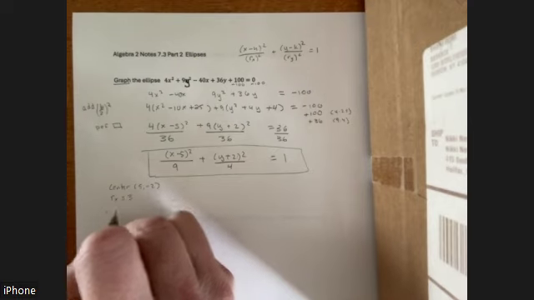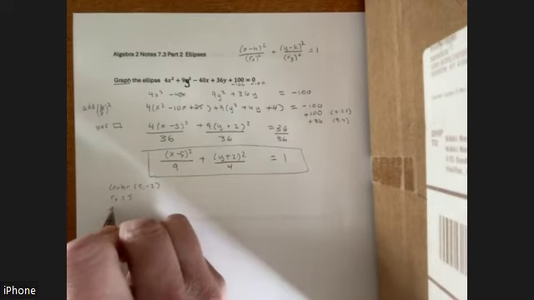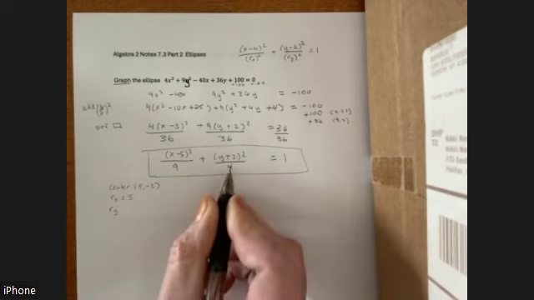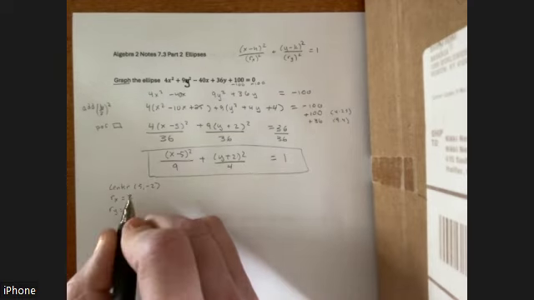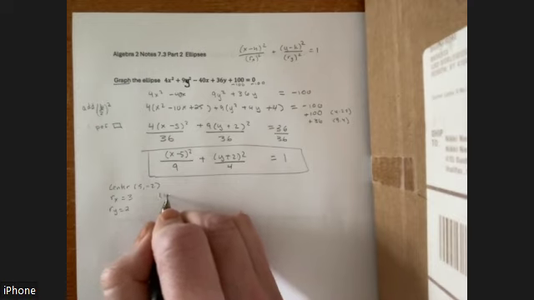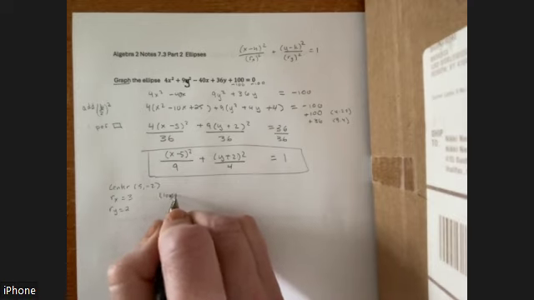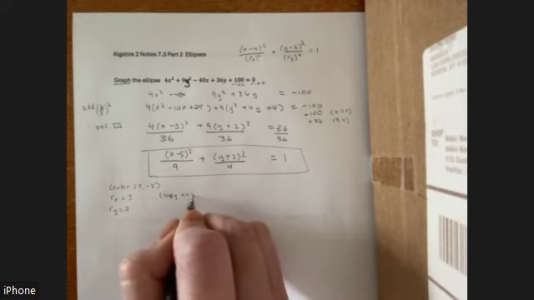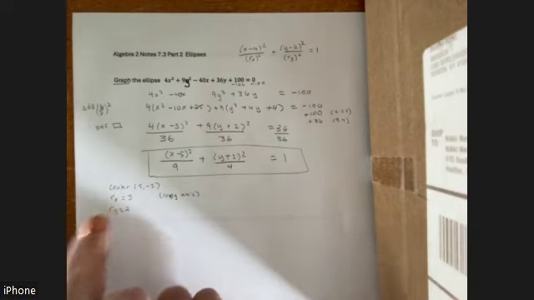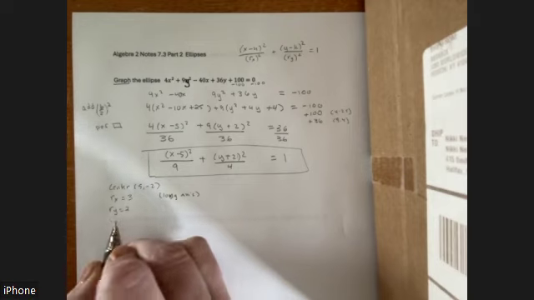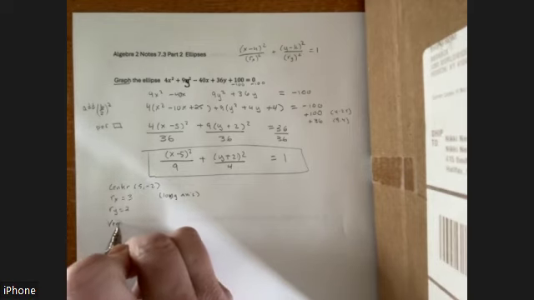R sub x, under the x, it's the square root, so that would be 3. And r sub y, square root of this denominator under the y, so that would be 2. And I'm going to remind myself here that this is the long axis. So that reminds me that my foci are going to move along the x direction. And now I'm going to find the 4 vertices.